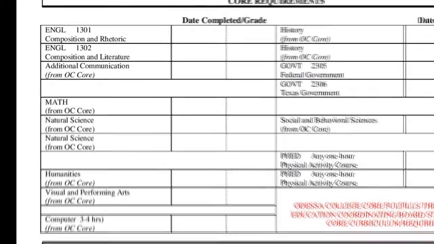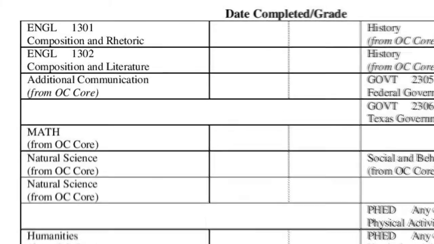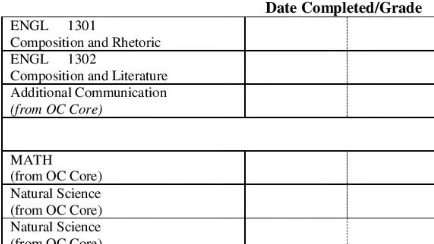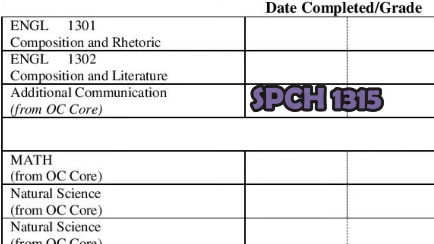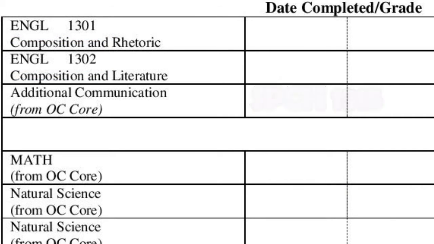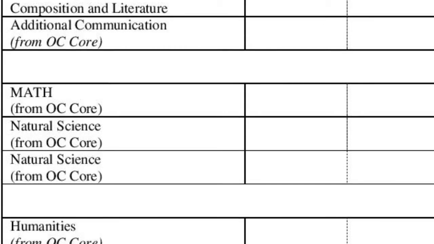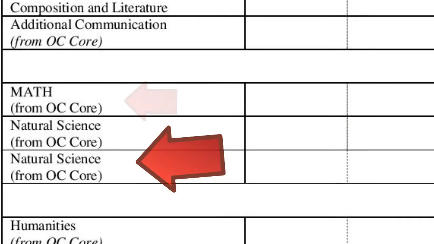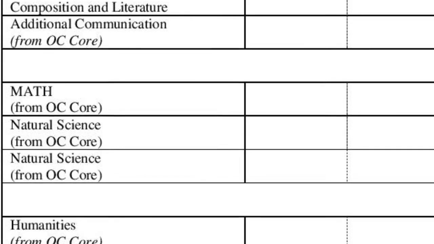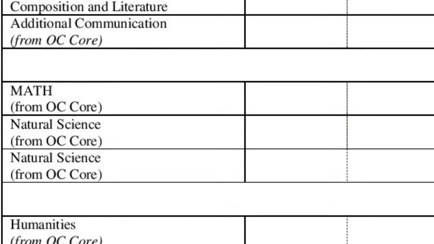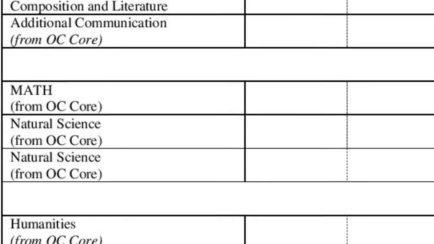Let us first look at the core requirements for the AAT Secondary Science degree. There are 9 hours of communication which are required. These consist of English 1301, English 1302, and 1315 speech. In the next section, there is 1 math and 2 sciences required. There is an important fact to remember when planning your course schedule.